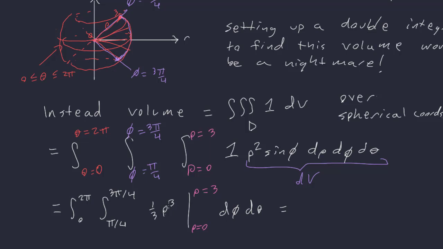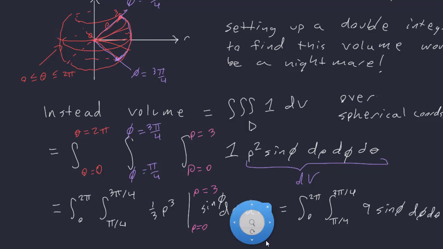Now when we plug in the 3, we'll get 27 divided by 3, so we should get 9 minus 0. So we end up with the integral from 0 to 2 pi, the integral from pi over 4 to 3 pi over 4 of, when it's all said and done, 9 d phi d theta. And whoops, I totally forgot that we should have a sine of phi here. Sine phi d phi d theta.